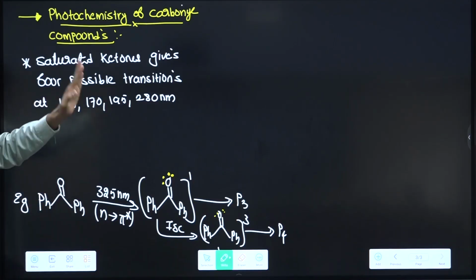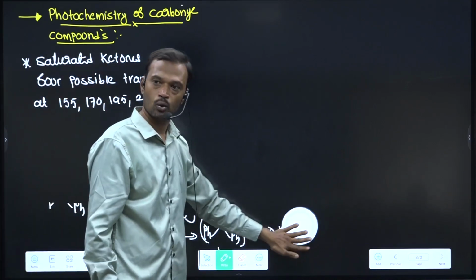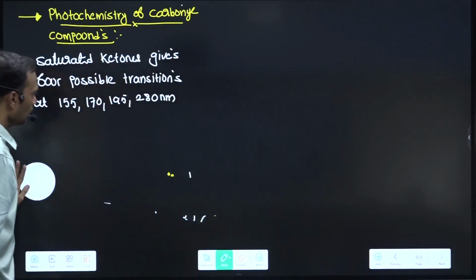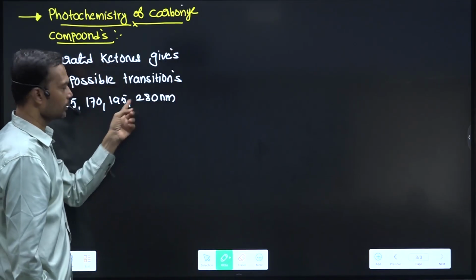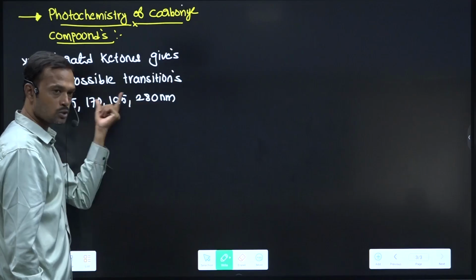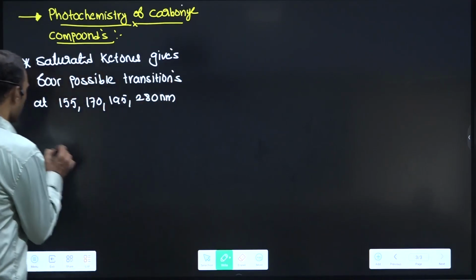If you provide suitable energy, but actually how many are possible? Only 2. The last 2, 195 and 280. So these 2 are almost low energy: n to pi star and pi to pi star.